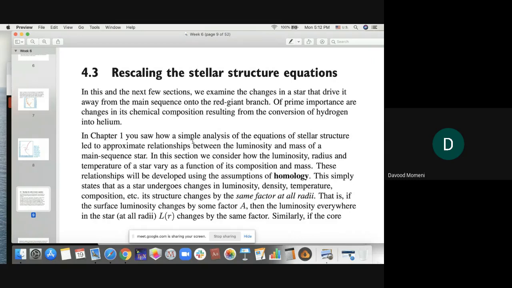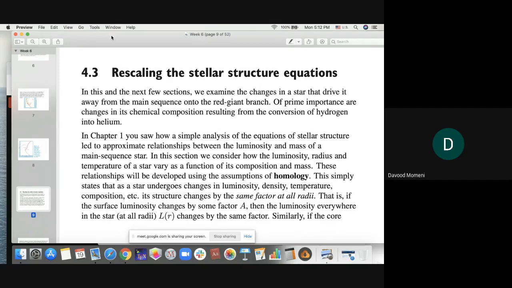Why do we need this? Because I told you, in the main sequence the stars are in clusters, and clusters have a similar range of temperature and luminosity, about the same luminosity, but they don't have exactly the same. So, for example, if the luminosity changes by a factor of A, then the luminosity everywhere will change by the same factor.